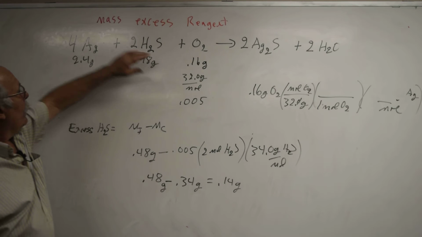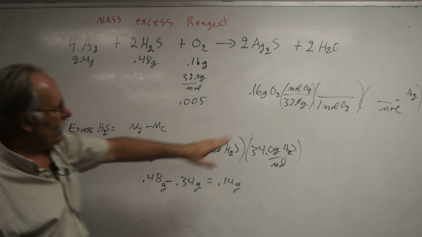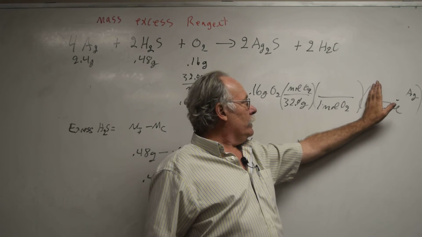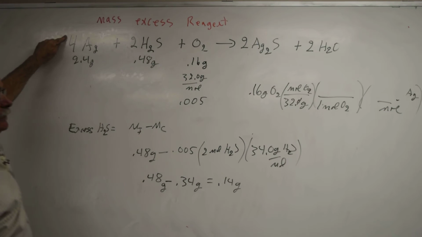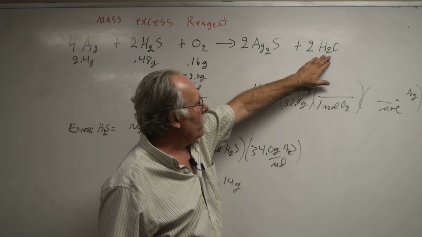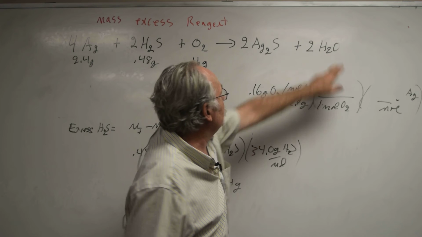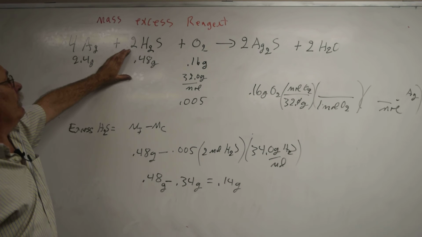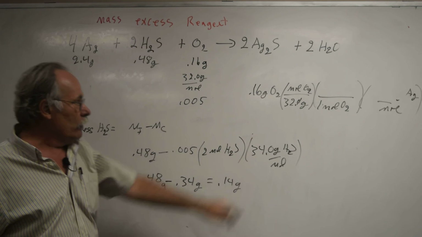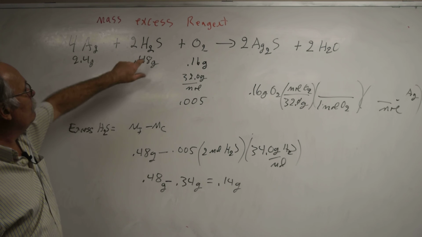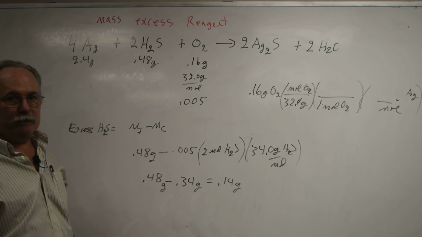So in summary, take the mass of each substance, divide by its formula weight, divide by the coefficient. That gets you this far in your equation. Then multiply by the coefficient of the species you're after. If I wanted to know how much water was produced, I would have taken 0.005 and multiplied by 2 and multiplied by its mass. If I wanted to know how much H2S was consumed, I would multiply by its coefficient and multiply by its molar mass. And then the excess would be the amount I started with minus the amount consumed through the complete consumption of the limiting reagent.